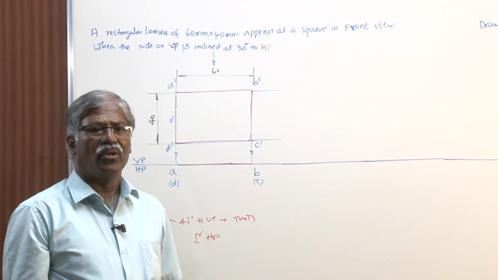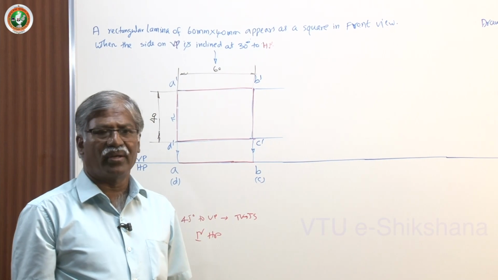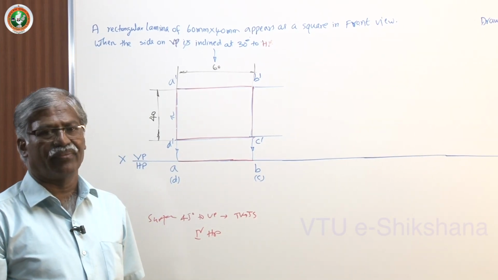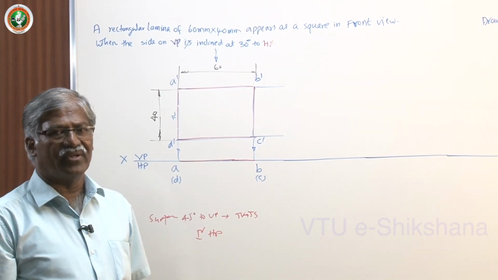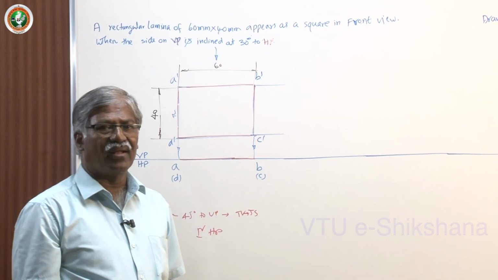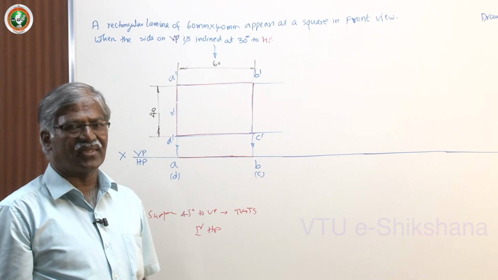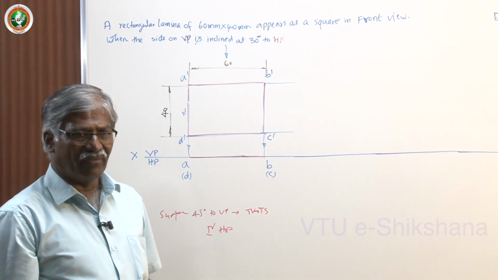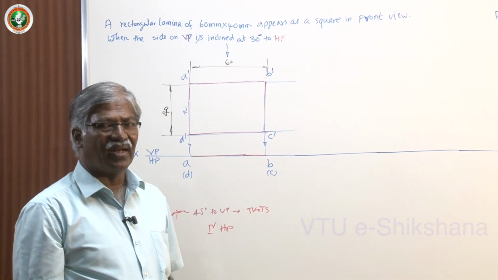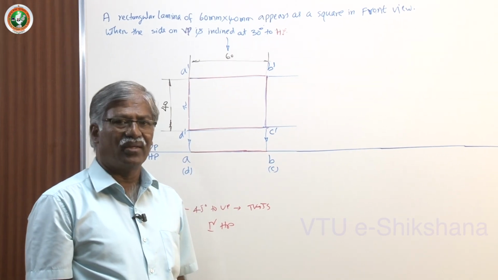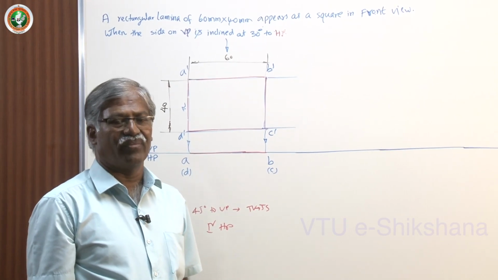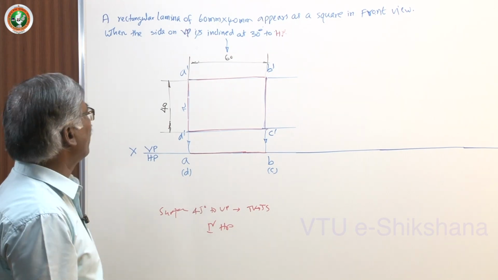Welcome back to the VTU e-Shikshana program on computer aided engineering drawing. Last session we discussed how a rectangular lamina appears as a square in front view, and also how variations in the inclination of the lamina lead to a change in the apparent shape. Now let us look at a problem.